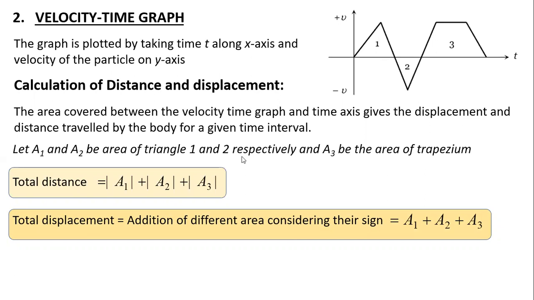Yeah, Atharva. What will happen if that triangle 2 is above the zero axis? Then you will simply add. Then distance and displacement will be the same. Okay, so thank you.